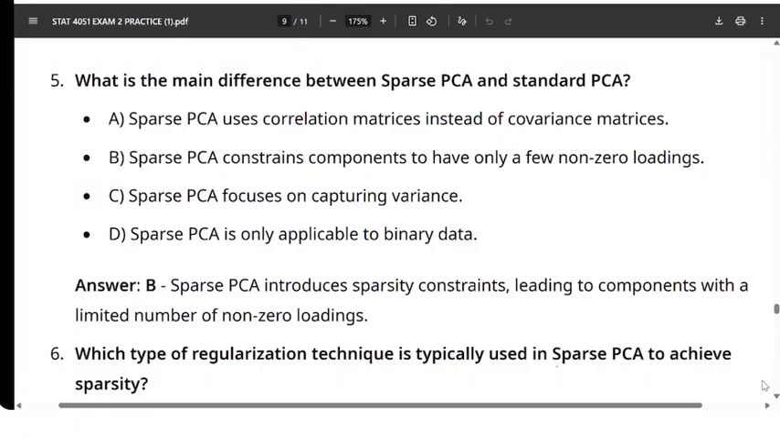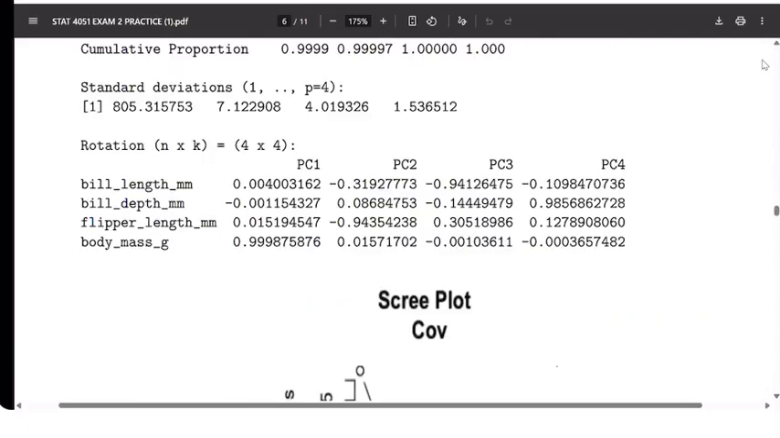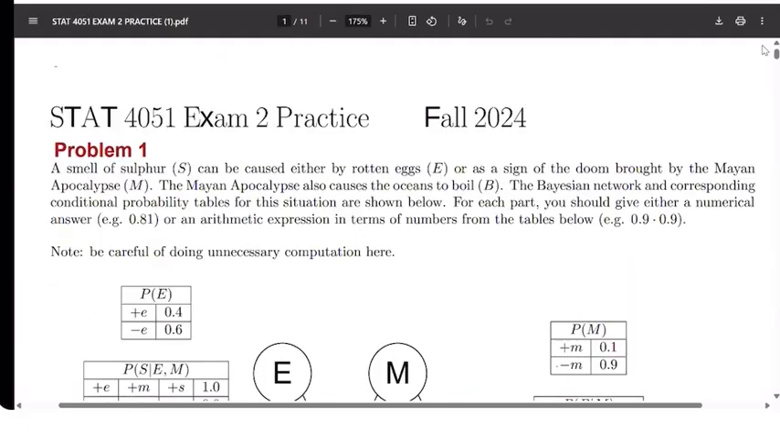But let me tell you this. I'm not going to go outside all this material, all the practice questions that I've reviewed.